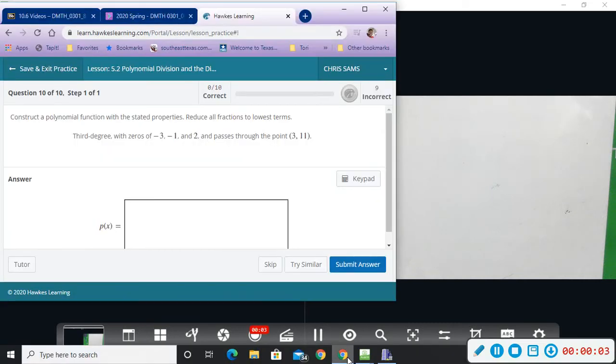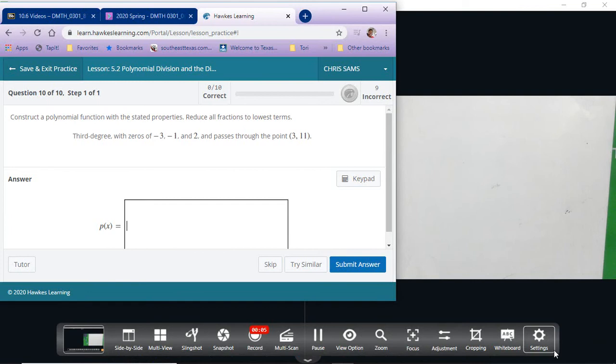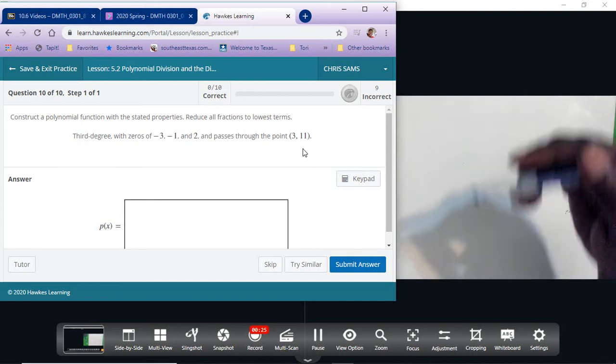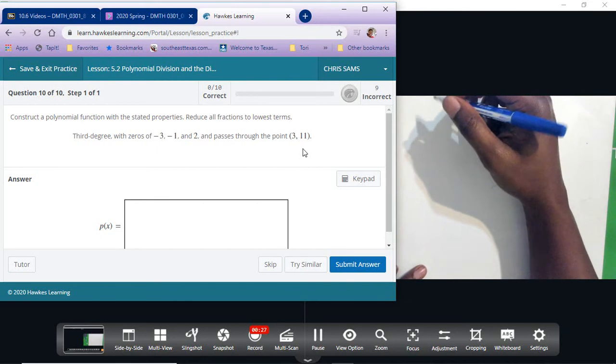All right, number 10, our last one here. We want to find the polynomial of the third degree with the given zeros of -3, -1, and 2, and goes through the point (3, 11). Okay, so a polynomial of the third degree. First, let's figure out this function.